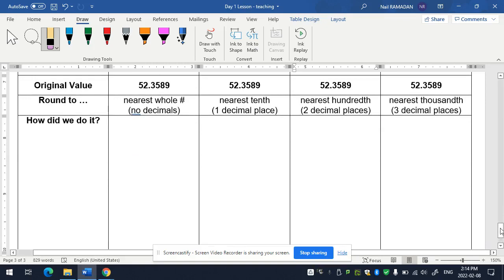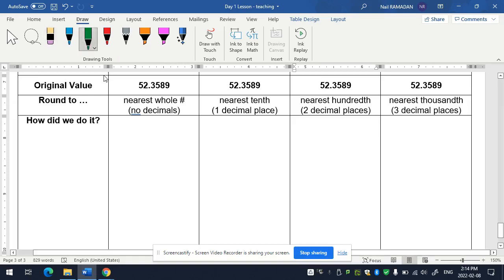Oh, interesting. Let's do this one. It's the same number, right? But every time I'm asking you for what? For a different way of rounding. Okay. All right. So I'm gonna do this one with you.